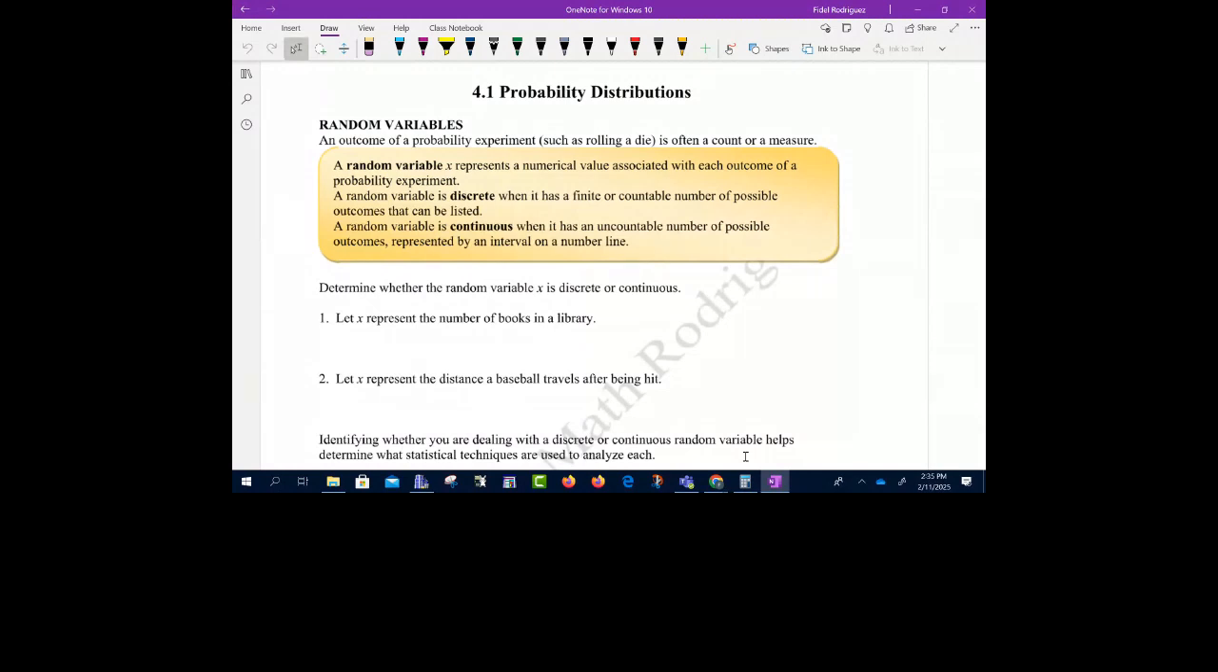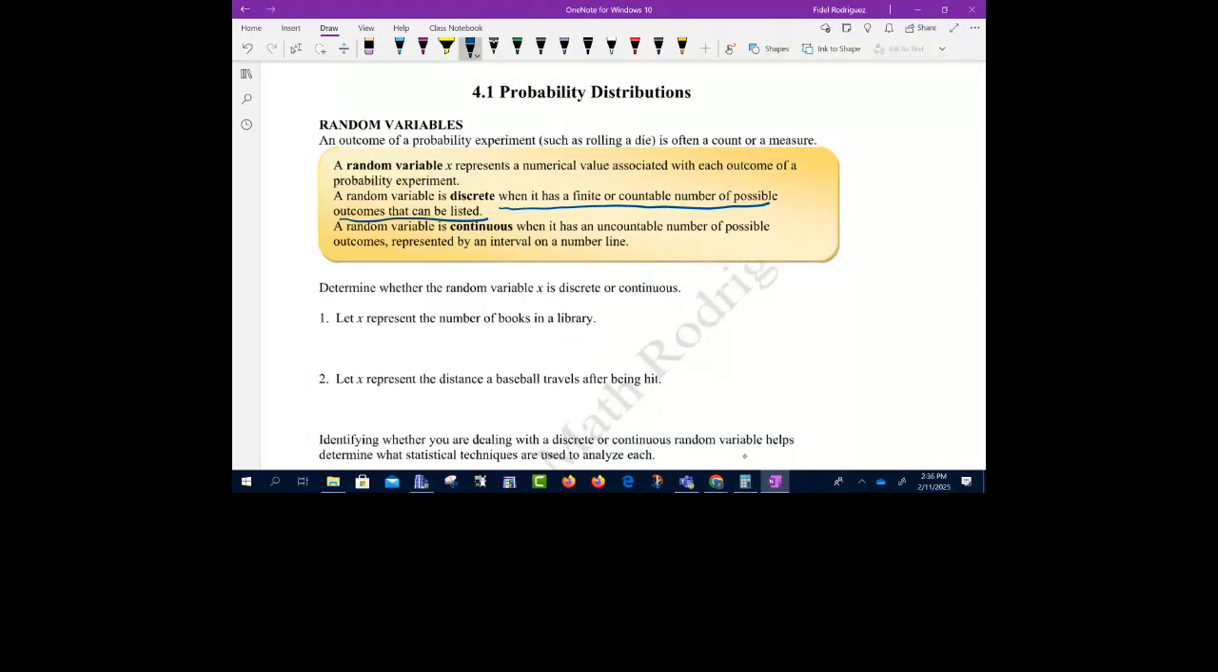So a random variable X represents a numerical value associated with each outcome of a probability experiment. A random variable, y'all, is discrete if it has a finite or a countable number of possible outcomes that can be listed. And a random variable is continuous when it has an uncountable number of possible outcomes, represented by an interval on a number line. So, y'all, we want to know if the random variable is going to be discrete or continuous. So again, discrete: it has a finite or a countable number of outcomes that can be listed.